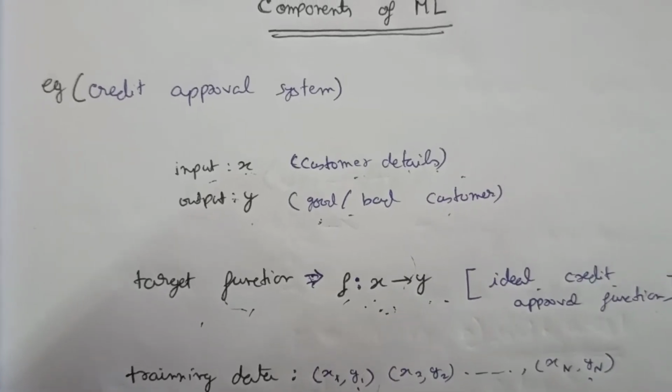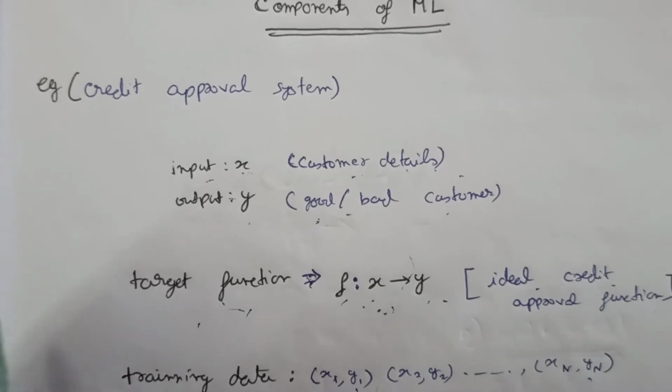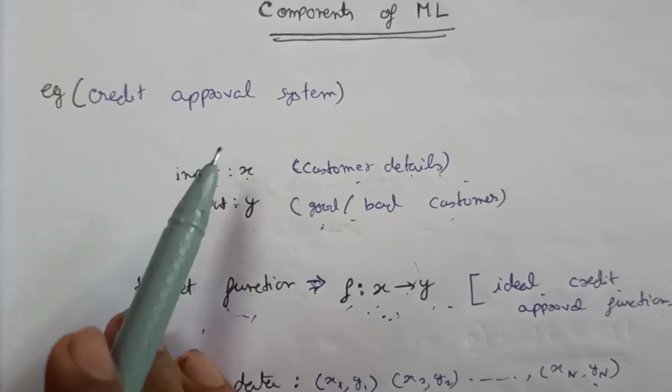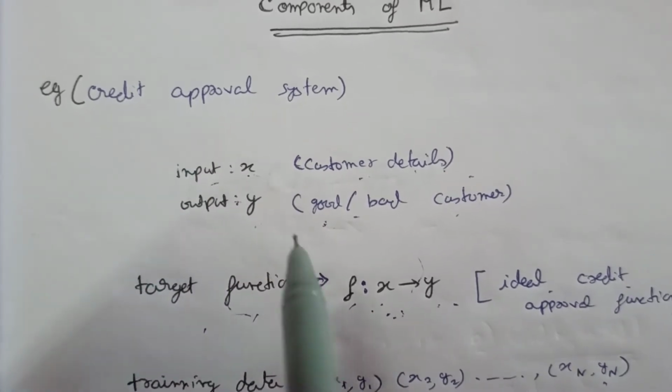Welcome to another lecture of our machine learning playlist. Today we are going to learn about components of machine learning. So in our previous lecture we were talking about credit approval system, and we are going to use the same system as an example for today's video.